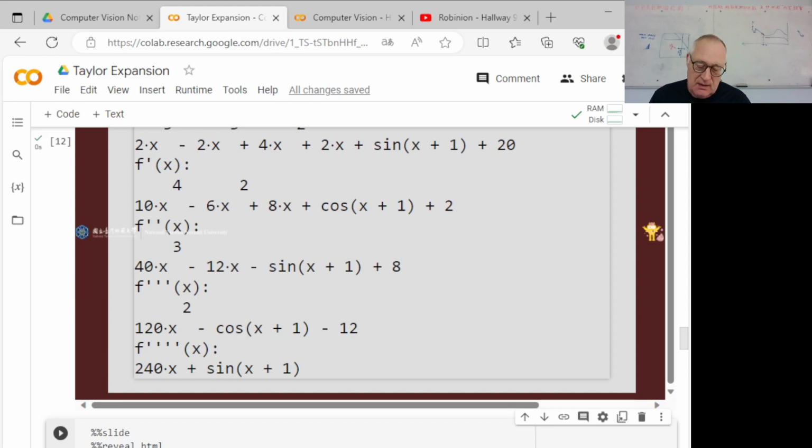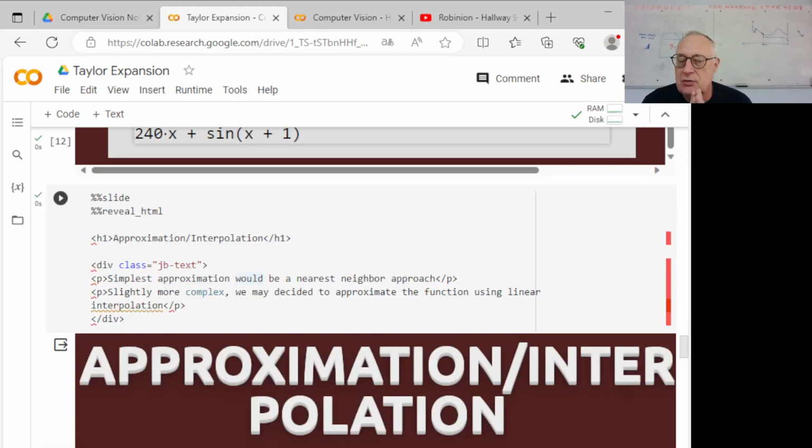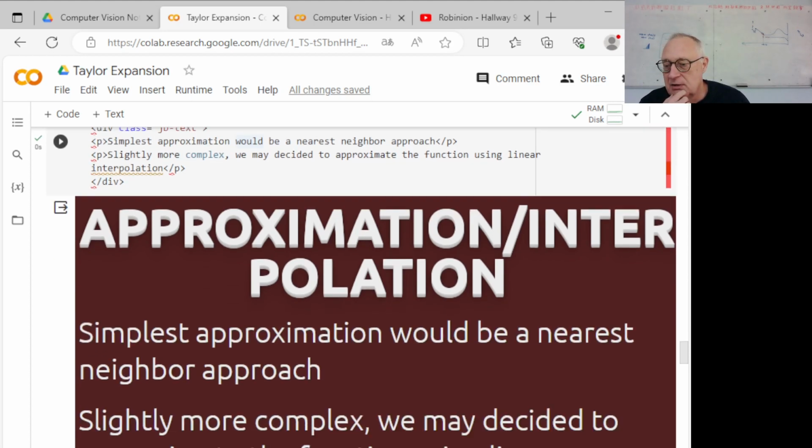So now this Taylor expansion is not the only way to try and estimate what the value of the function is at some unknown point. The more common approach is interpolation, and we can look at different ways to do this. The simplest form of interpolation would be the nearest neighbor approach, where I just take the value of the function at the closest point where I know the value. Then we can add more complex interpolation. Linear interpolation is very popular.